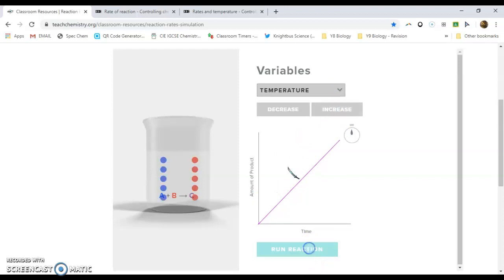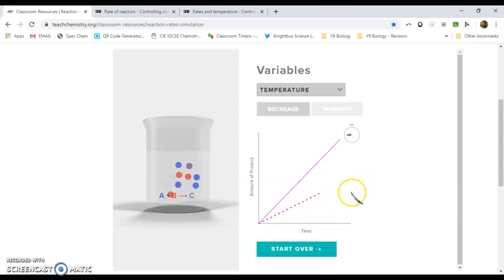Whereas if we lower the temperature, run the reaction, we have a shallower slope, a lower rate of reaction, explained by the fact that the particles are moving slower. There are less successful collisions over time compared to a higher temperature. And not all of the collisions are successful. So you still have some reactants left. And they're not all successful because the activation energy cannot be overcome and your particles cannot provide that activation energy for a successful collision.